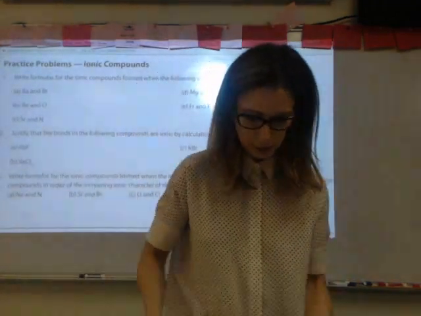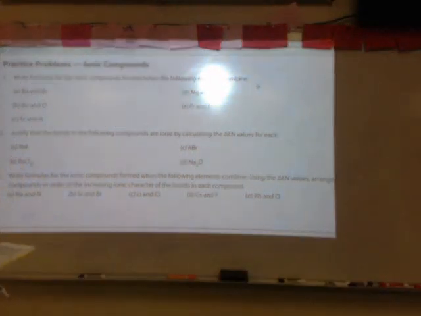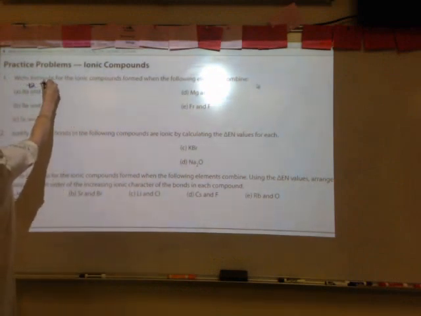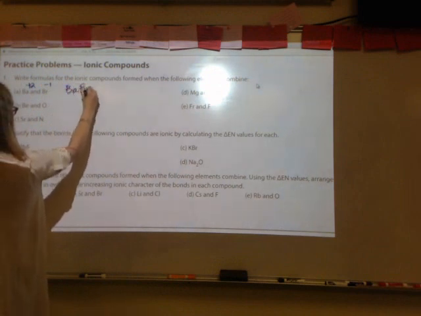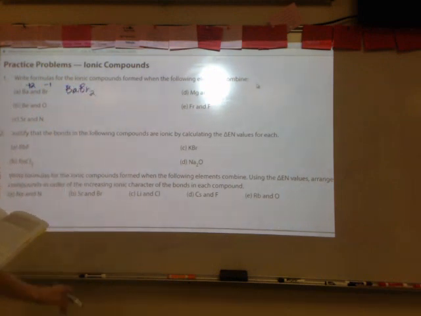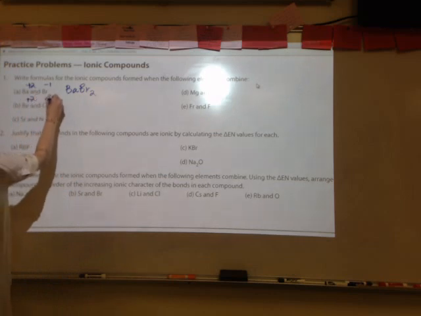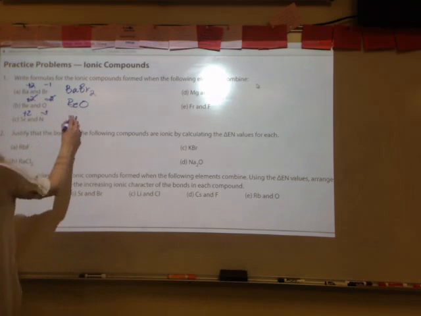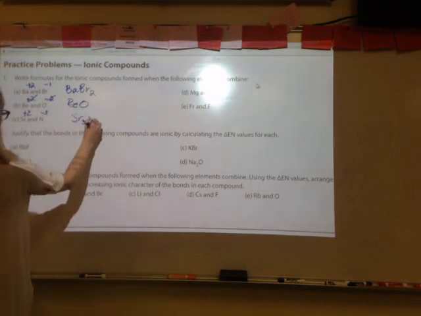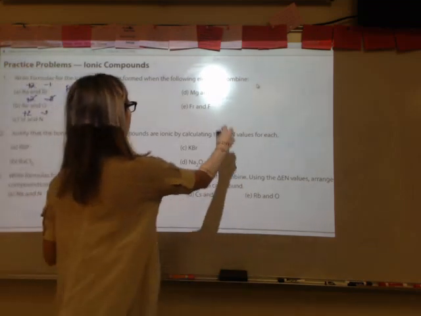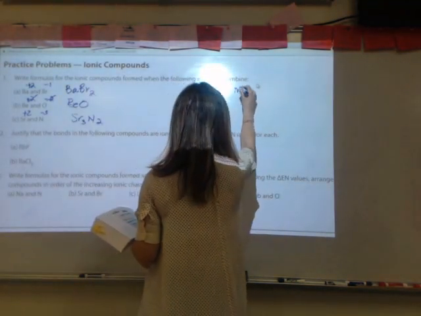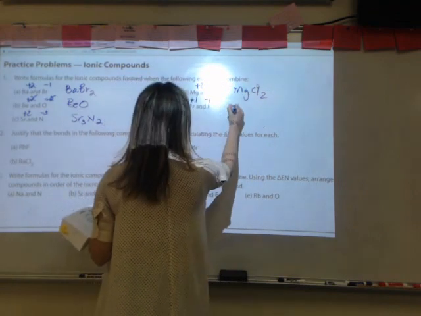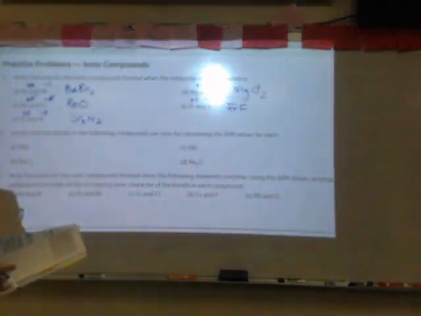Number 1 says, write formulas for the ionic compounds formed when the following elements combine. So remember, here we're crossing charges. Barium has a +2, bromine has a -1. You get BaBr2. Here, beryllium has a +2, oxygen is a -2, they cancel, you get BeO. Here, strontium is a +2, nitrogen is a -3, you get Sr3N2. Over here on the right, Mg has a +2, chlorine is a -1, you get MgCl2. Here, francium is +1, fluorine is -1, they cancel, you get FrF.